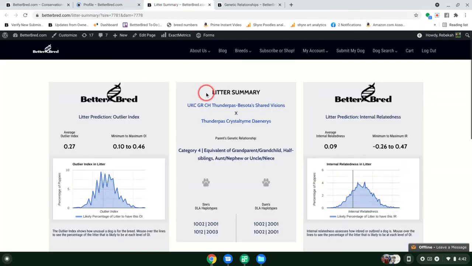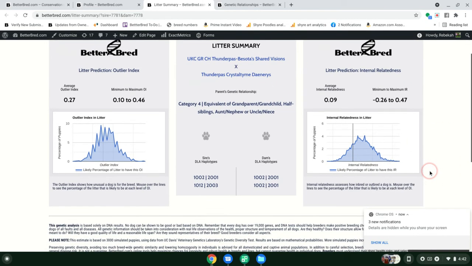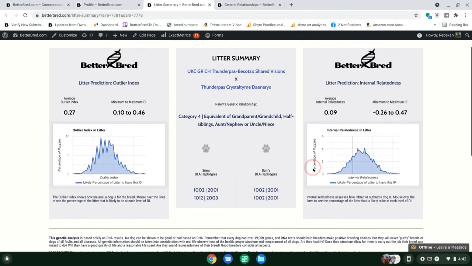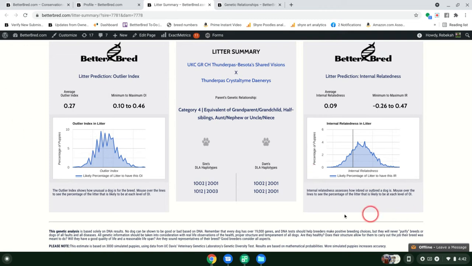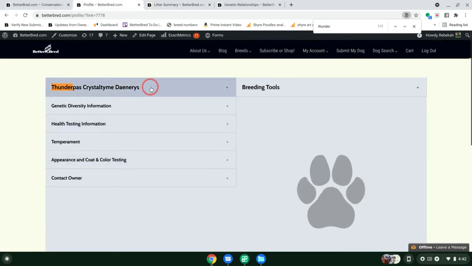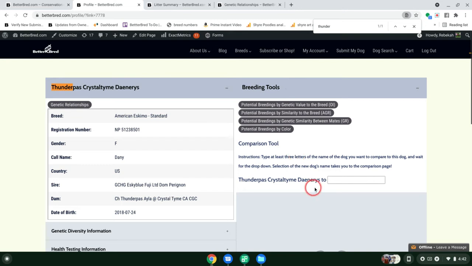Okay, so again, here's the litter summary. So we did that summary of the test breeding. You can see it's actually changed a little bit because I simulated 3,000 puppies again. I think it may have changed a little bit. So each time you push the summary button, it will create 3,000 new puppies. So that is that. So there, let's go to Daenerys, and I want to show you our free tool for all public members.